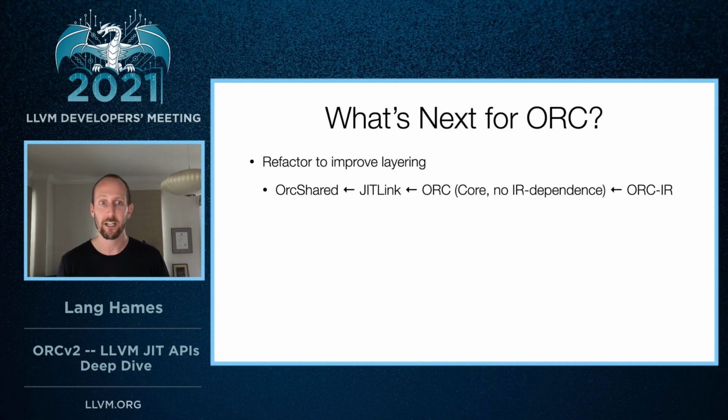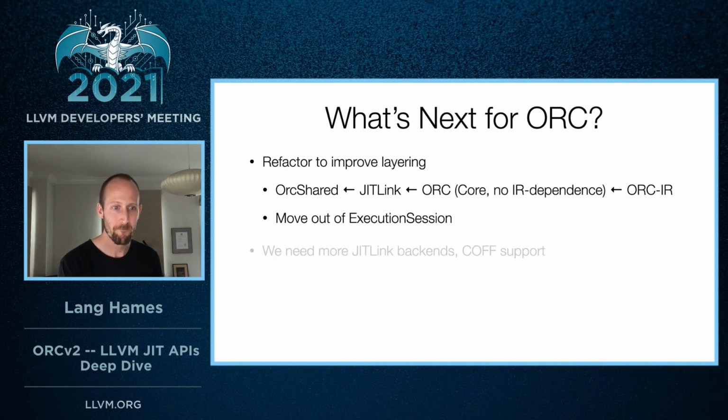The new library layering is probably going to look something like this. We'll have a shared ORC shared utility library. JITLink will depend on that. ORC core will depend on JITLink, and we'll break out the parts of ORC that depend on LLVM IR into a separate library. We're going to move ORC out of execution session, but we'll leave the parts of ORC that depend on execution session, this should have been execution engine, leave the parts that depend on execution engine in that library.